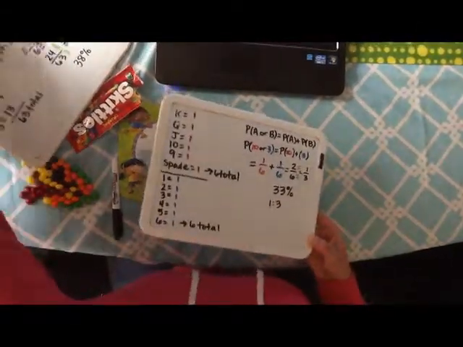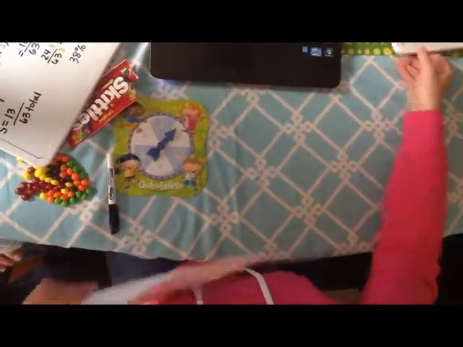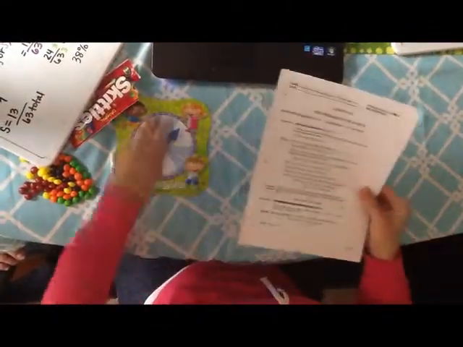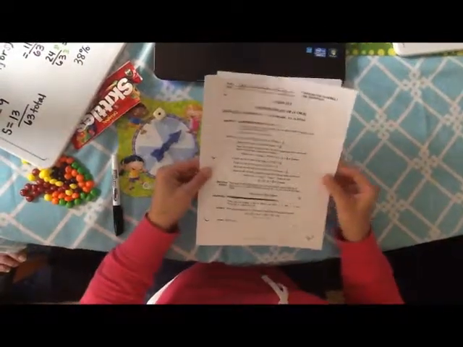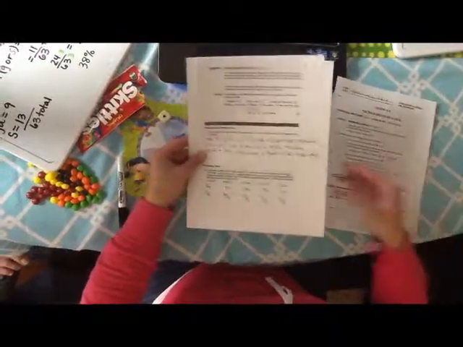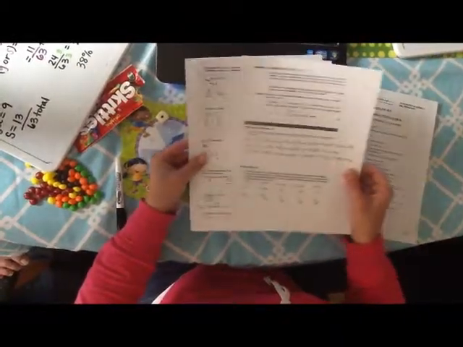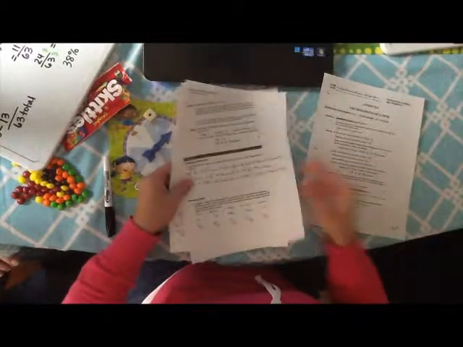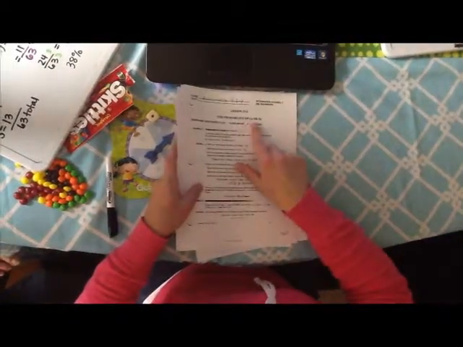Now, for my take-home assignment, this is the answer key because I handed out all of my papers. What I'm going to have you do is read through this and answer the questions. This is on the probability of A or B.